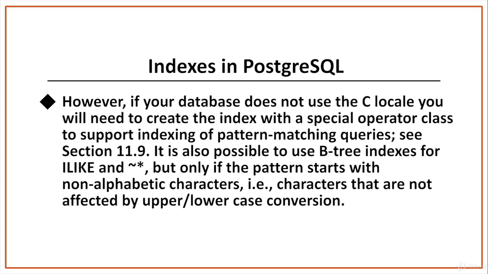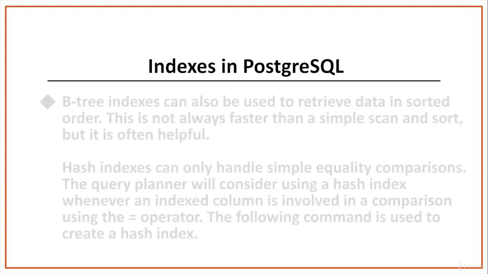However, if your database does not use the C locale, you will need to create the index with a special operator class to support indexing of pattern matching queries. See section 11.9. It is also possible to use b-tree indexes for ILIKE and tilde asterisk, but only if the pattern starts with non-alphabetic characters, that is, characters that are not affected by upper or lowercase conversion.